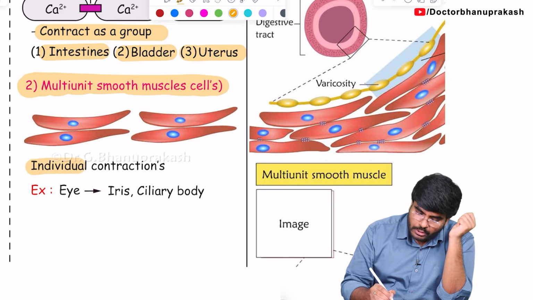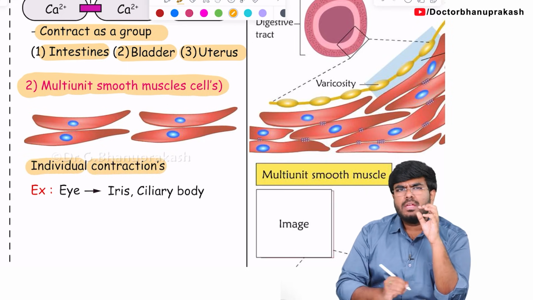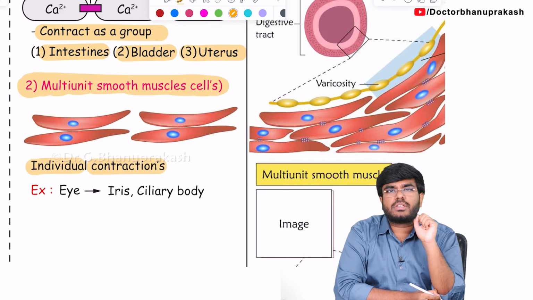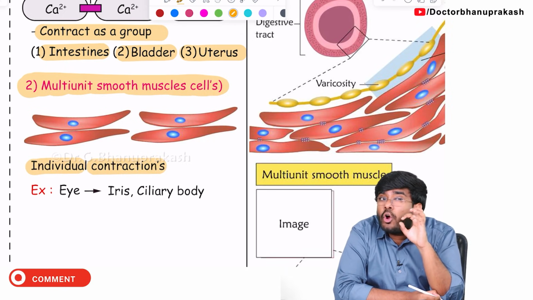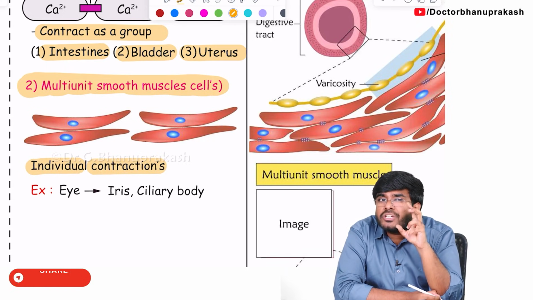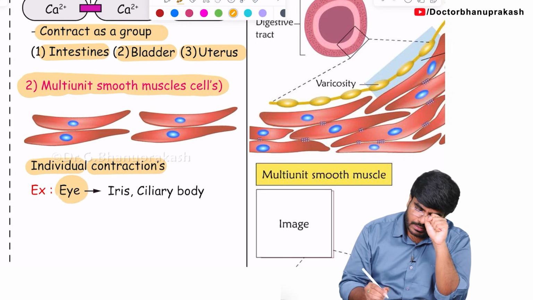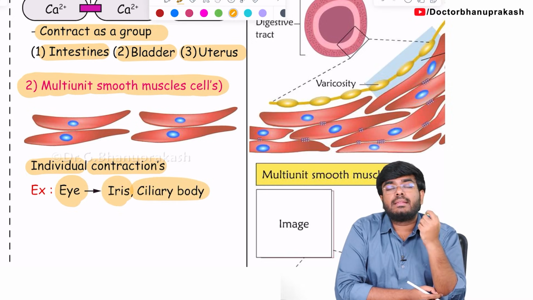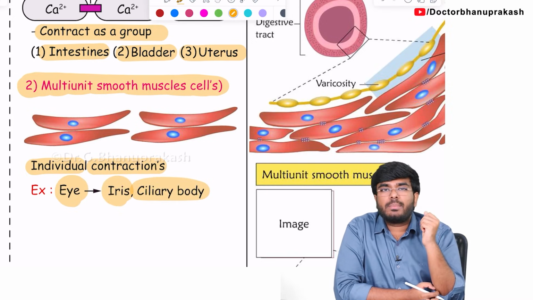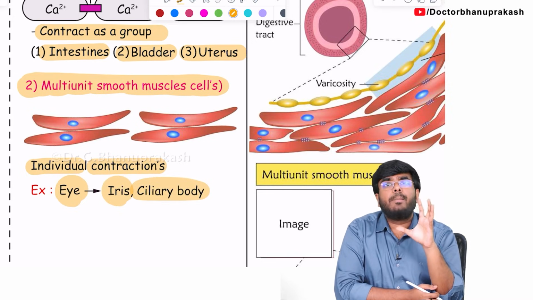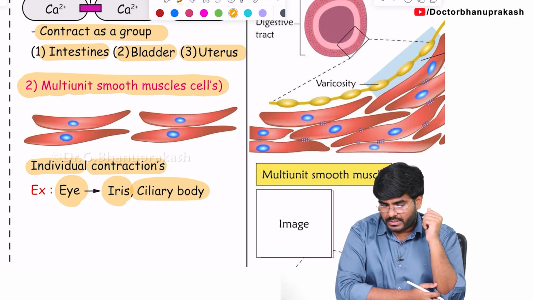Multi-unit smooth muscles are going to contract individually. They are going to cause the fine contractions. So where do we require the fine, individual muscle contractions? In your eye, in the ciliary body of the eye, in the iris, in the piloerector muscles. These are the examples of the multi-unit type of smooth muscles.